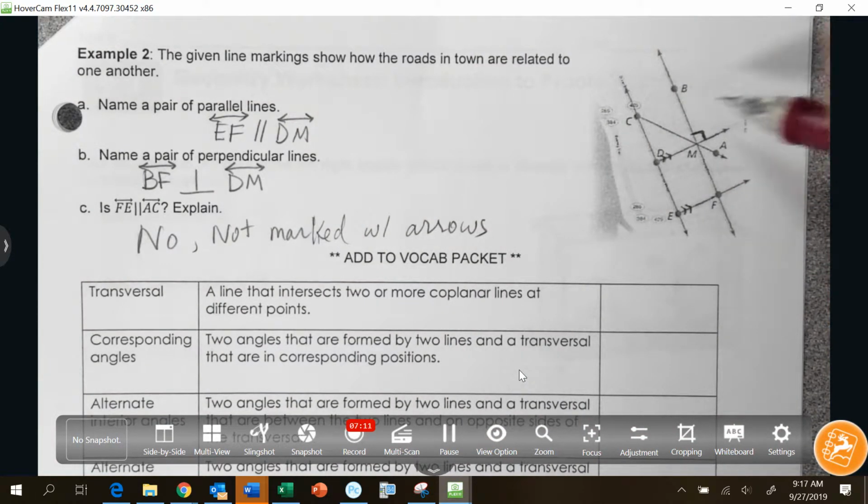So you can't just say, well, they don't look parallel. You have to, like, have evidence. I don't think they're parallel.